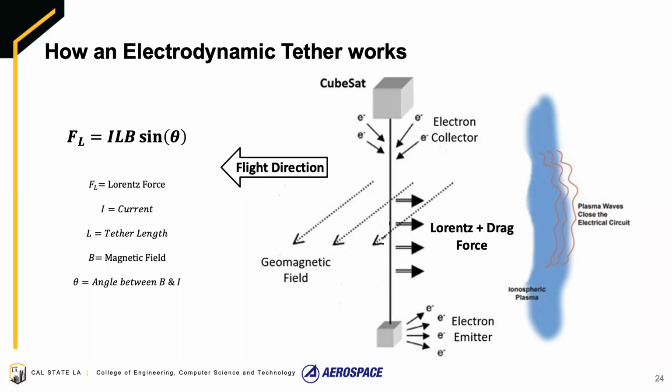This makes the top of the tether more positively charged, which attracts electrons from the ionospheric plasma to complete the circuit. The interaction between this current and the geomagnetic field is what creates a Lorentz force acting on the tether opposite to its direction of motion. This Lorentz force, with the addition of drag, helps slow the CubeSat down, which decreases its altitude.